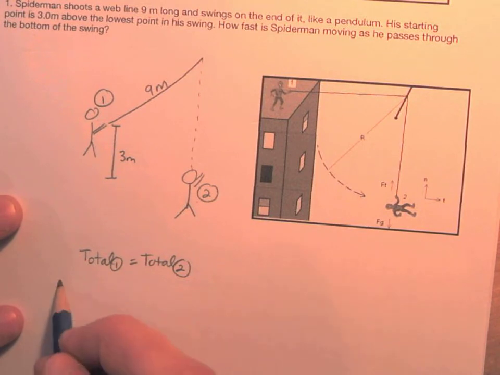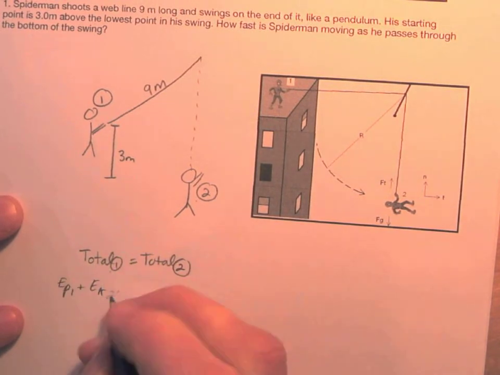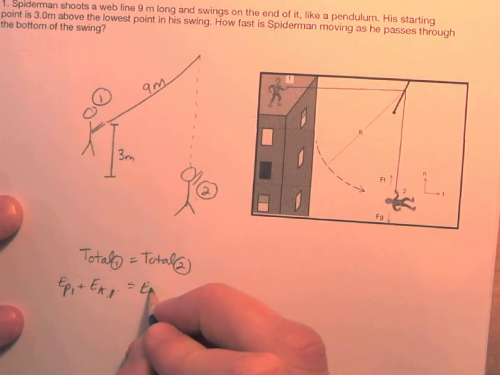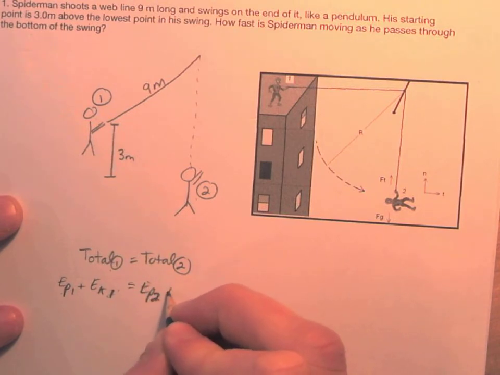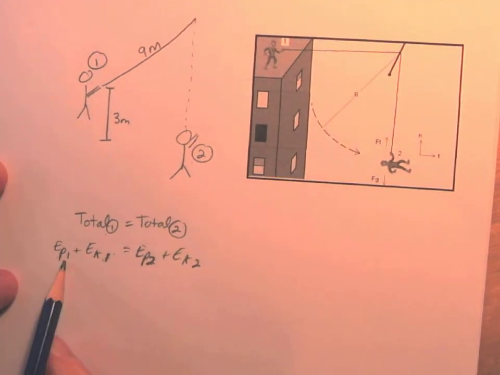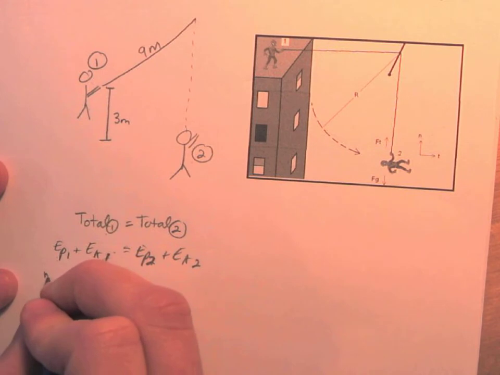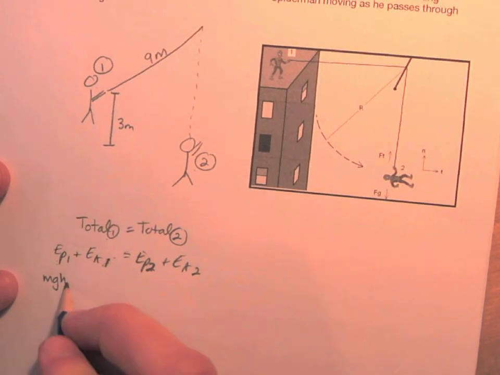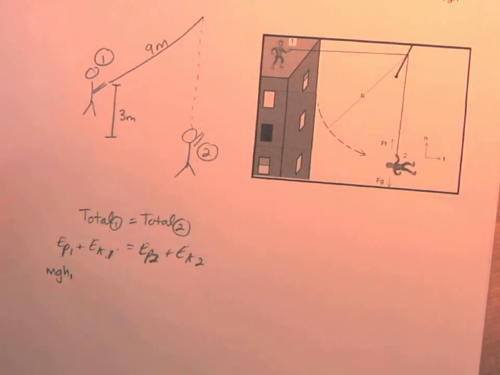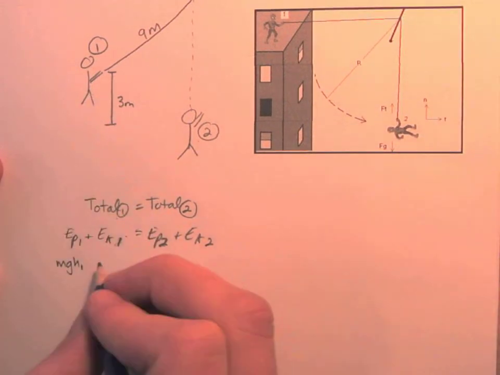And then here we can go EP1 plus EK1. This is total spot 1 still. Potential energy plus kinetic energy is equal to the potential energy at spot 2 plus the kinetic energy at spot 2. Okay? And then now we go through each one individually. Potential energy at spot 1 is just mgh. At height 1, that's why I'm going to put a little 1 there.